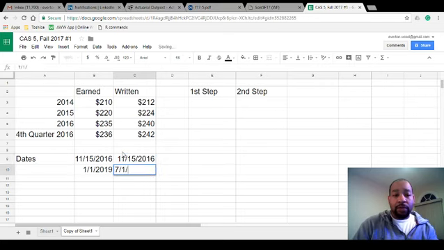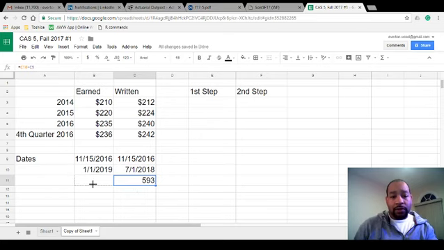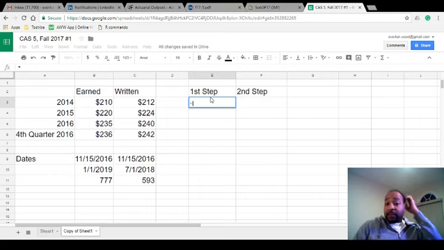And this is 7/1/2018, and then this is going to be this minus this. Drag this over, and then this is going to be, all right, so this is the difference. On the previous worksheet, we used 236 as a reference. Now we're looking at it from the written perspective.